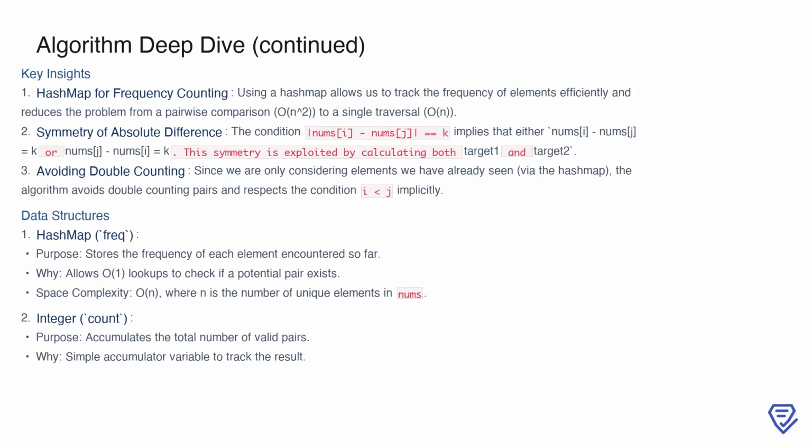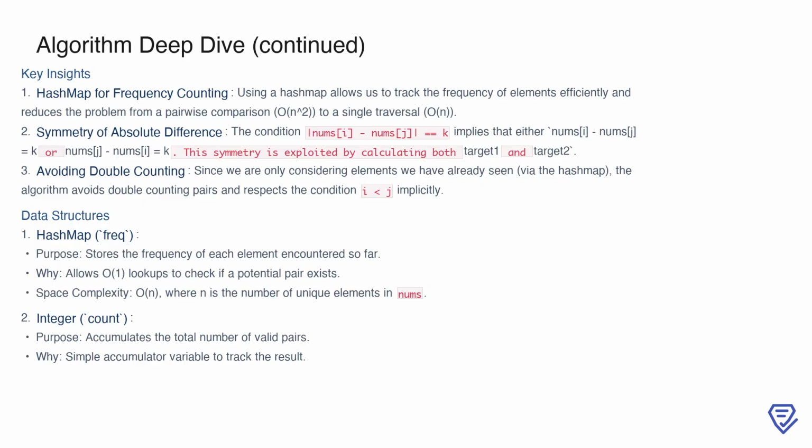The efficiency of this algorithm lies in a few key insights. First, the use of a hash map allows us to track frequencies in constant time, transforming the problem from a nested pairwise comparison to a single traversal of the array. Second, the symmetry of the absolute difference condition is leveraged by considering both number minus k and number plus k, ensuring we account for all valid pairs. Additionally, we avoid double counting pairs because we only check against numbers that have already been processed. This inherently respects the condition that i must be less than j.